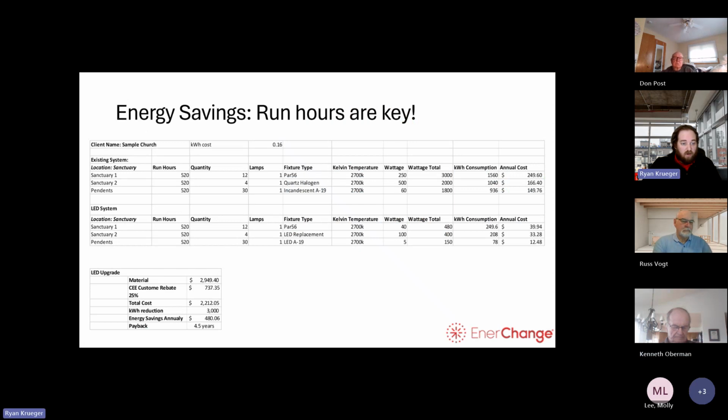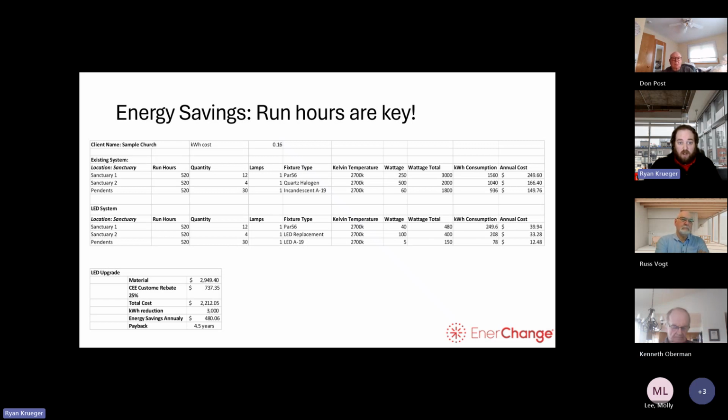So this is kind of the breakdown of how my brain turns a project into a workbook into the estimated savings. And run hours are key. On this left side, this is based on 10 hours a week for 52 weeks, so it's 520 hours a year. If I doubled those run hours, I would cut my payback in half just because the system is being used significantly more. So Sanctuary 1, run hours, 520 hours.